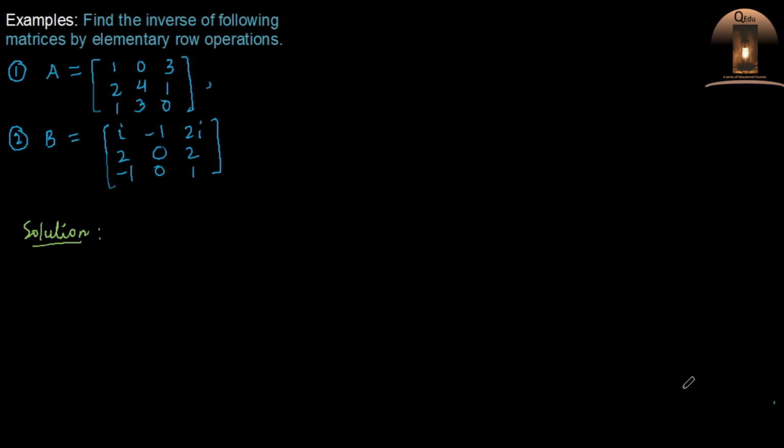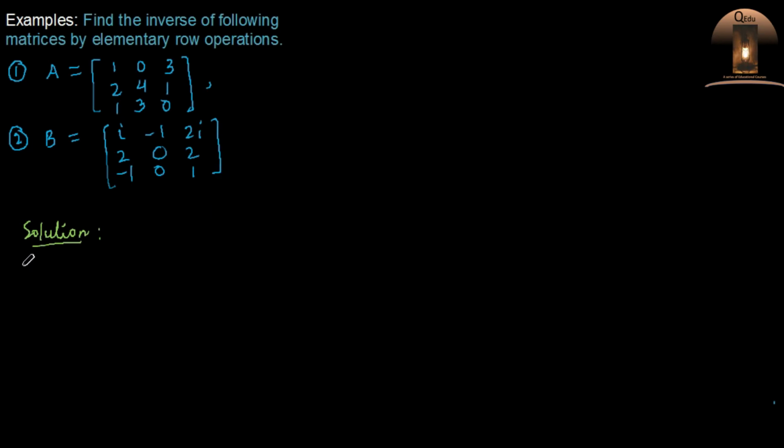So here we have the examples. Find the inverse of the following matrices by elementary row operations. The first matrix is A. The elements are 1, 0, 3, 2, 4, 1, 1, 3, 0. The second matrix is a complex matrix having the entries iota, minus 1, 2 iota, 2, 0, 2, minus 1, 0, 1.